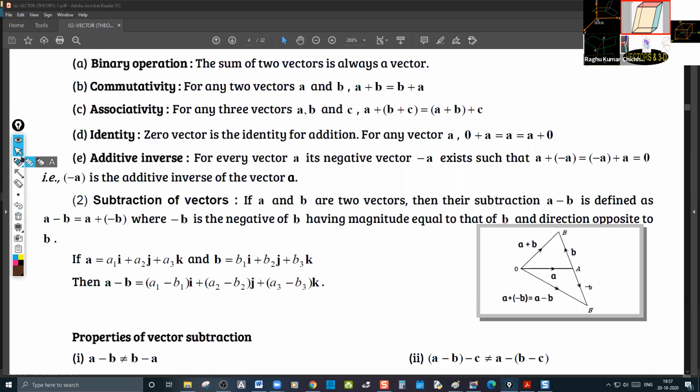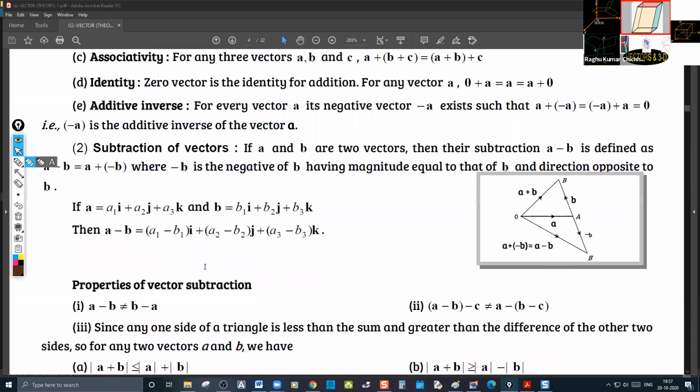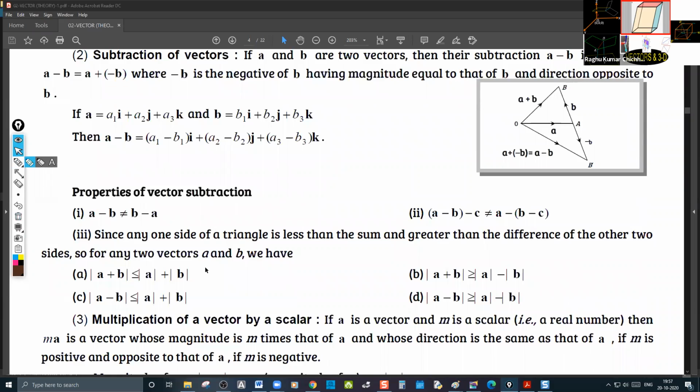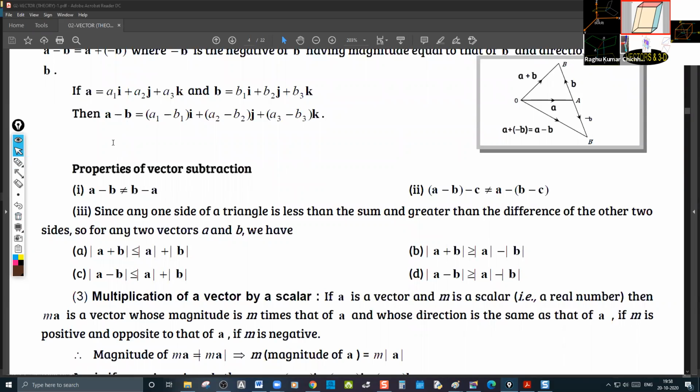Now let us move on to properties. The properties of vector subtraction: a very important thing is that even in the real number system it applies. A bar minus B bar is not equal to B bar minus A bar, because 2 minus 1 is not equal to 1 minus 2. In the real number system also it is the same property. There is nothing special in this one.